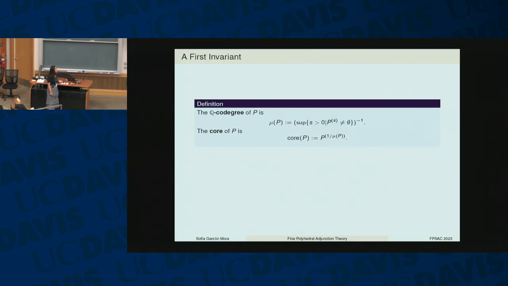Yeah. So we can define some invariants on these adjoint polytopes. So for example, the Q-codegree is, for historical reasons, the reciprocal of a quantity. And this quantity is the maximum amount you can push before it's empty. So the core will be this lower dimensional polytope that you have barely before it's empty. And for example, in the previous one, it was this one-dimensional segment. But maybe let this be this first talk where I ask you a question, so I hope you were paying attention. What was the Q-codegree in our example? Can anyone tell me?